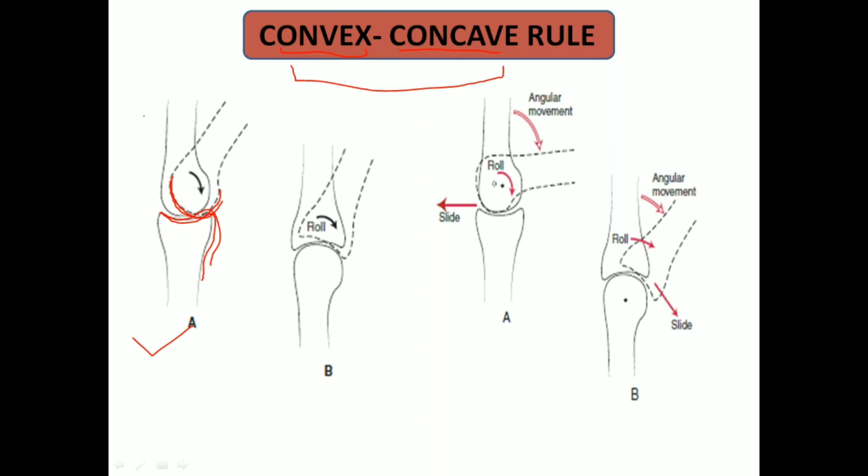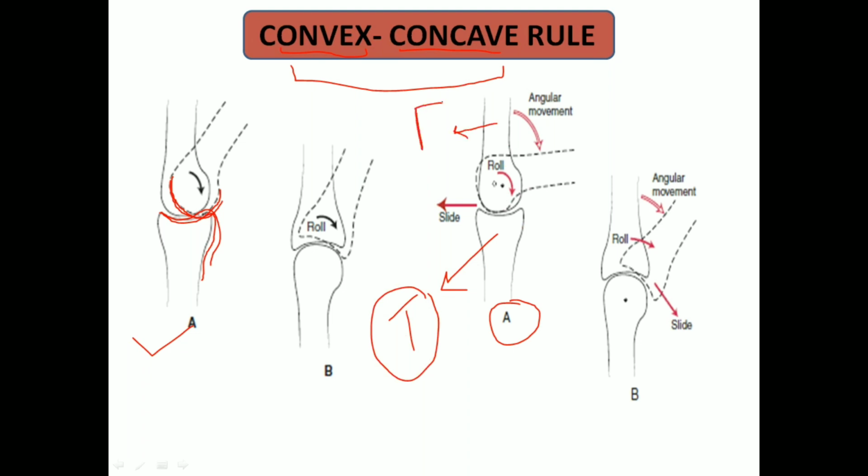Now let's start with what the convex concave rule is. To learn the convex concave rule, it is divided into two parts. First, when the moving surface is convex and the fixed surface is concave. Let us see example A. Consider this is our tibia bone. The tibia is fixed in a weight bearing position. The moving bone is our femur.